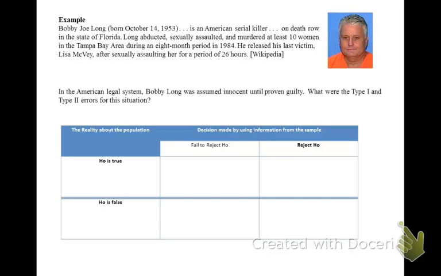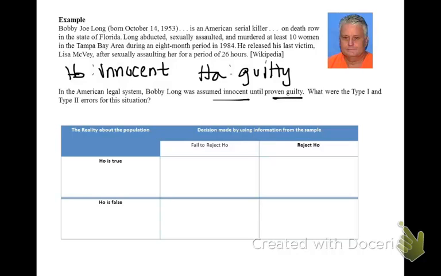Let's set up our null and alternative hypotheses. The null hypothesis, H0, is the statement we want to disprove. We would like to disprove that Bobby Long was innocent. The alternative hypothesis, HA, is the statement you would like to prove true. We would like to prove that Bobby Long was guilty. Let's use this to fill out the table below.